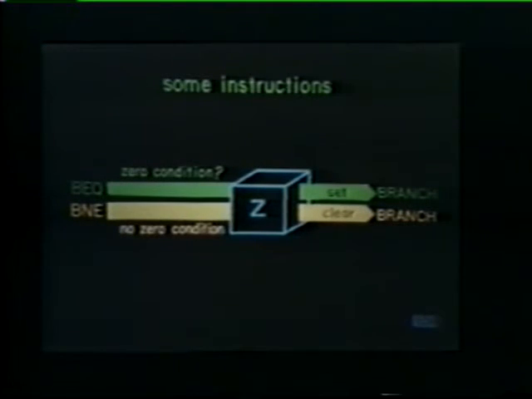Did you remember the functions of the BEQ and BNE instructions? BEQ, or branch if equal to 0, tests for a 0 condition. Because a 0 condition is indicated when the Z bit is set, this instruction causes a branch when the Z bit is set. On the other hand, BNE, or branch if not equal to 0, is looking for a non-zero condition and therefore causes a branch when the Z bit is clear.